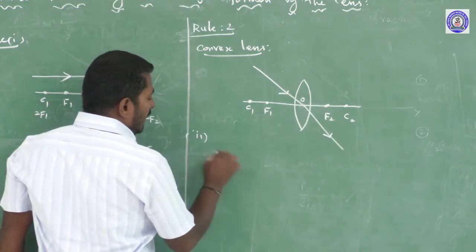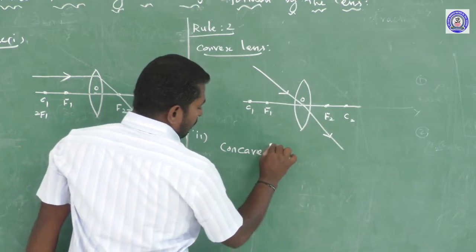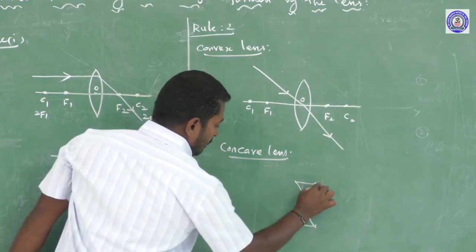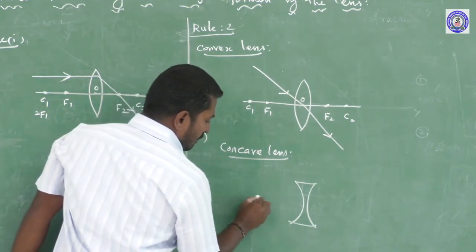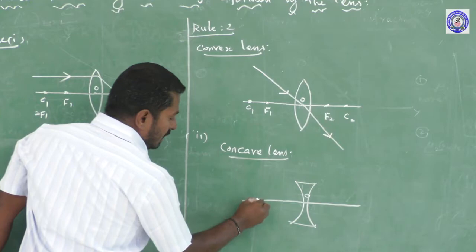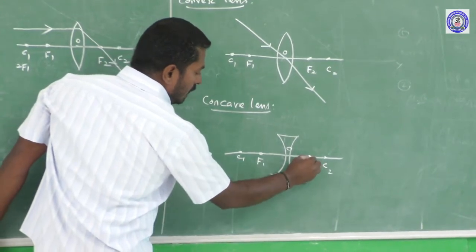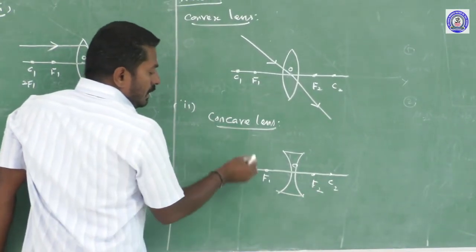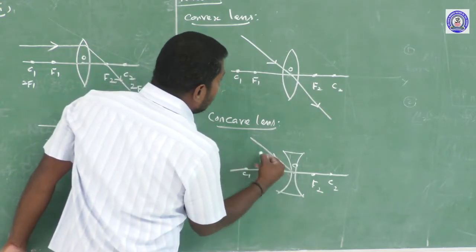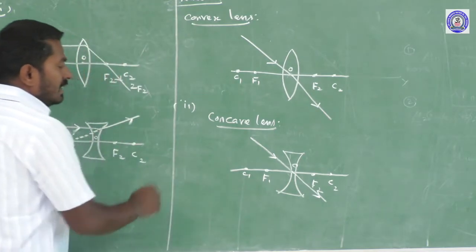Then second, in the case of concave lens, optic center of concave lens, principal axis, there are two centers of curvature C1 and C2. There are two focal points F1 and F2. A ray of light coming from the object, passing through the optic center, without producing any deviation, travels along a straight line. This is the second rule in the case of concave lens.